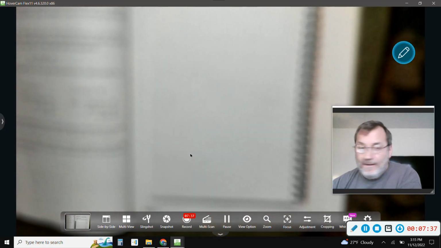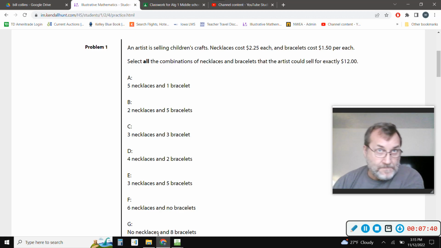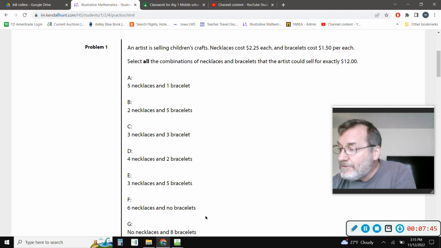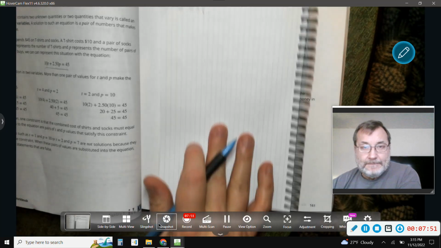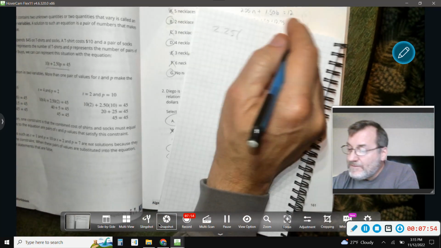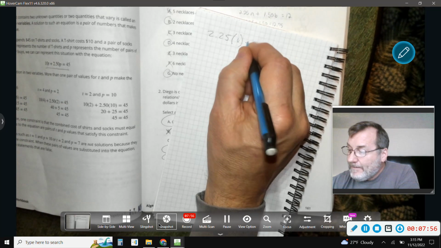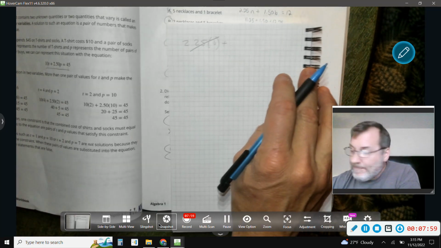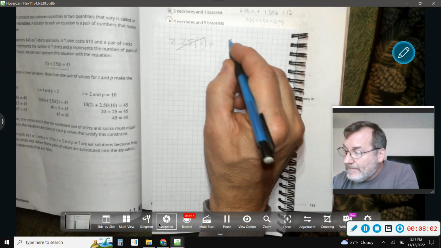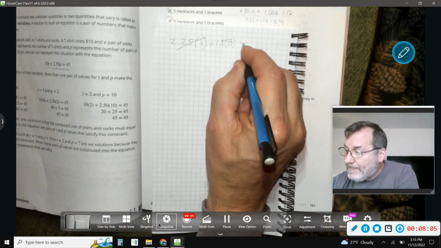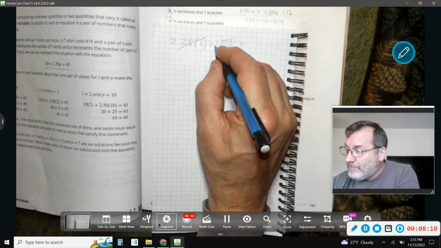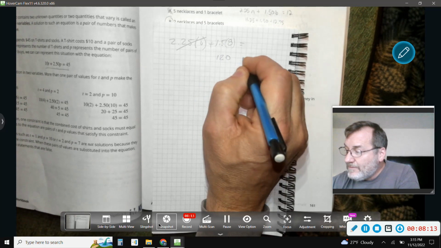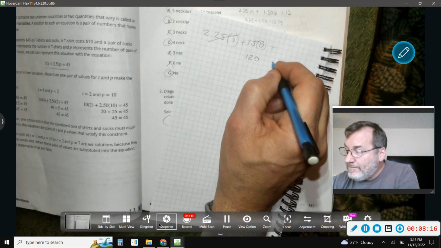That was F. And then the last one, which is going to be G. No necklaces and 8 bracelets. So that's 2.25 times 0, which goes obviously to 0. And then 8 times 1.5. Well, 8 times 5 is 40, so that's a 0. You carry the 4. 8 times 1 is 8, plus 4 is 12. So yes, that last one, which is Golf, works.